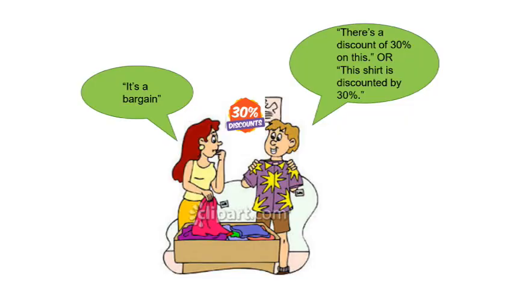There are 2 words used there. One is bargain, another one is discount. The man says, there's a discount of 30% on this. Or you can say, this shirt is discounted by 30%. And the woman answers him, it's a bargain. And bargain means the low price, which is a surprise, which is a good surprise.